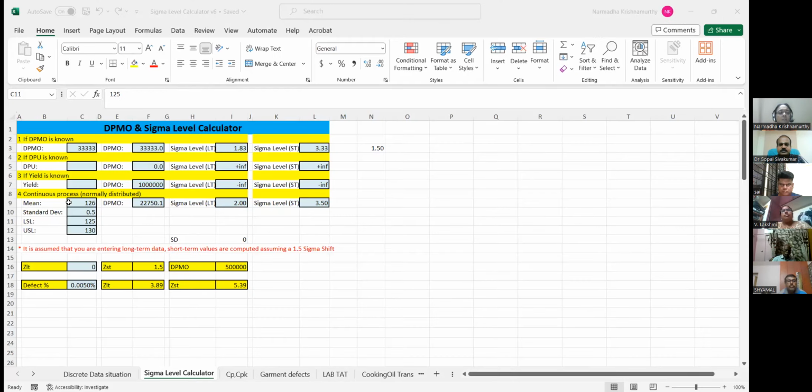So this continuous process has this information that we need to enter. The LSL is 125. The USL is 130. Mean is given as 126. Standard deviation is calculated as square root of variance, which is 0.5. We entered all the values and we got DPMO to be 22,750. Correct. Now, the main thing, ZST is 2.0 and sigma short term is 3.5. Very good. You got the answer.